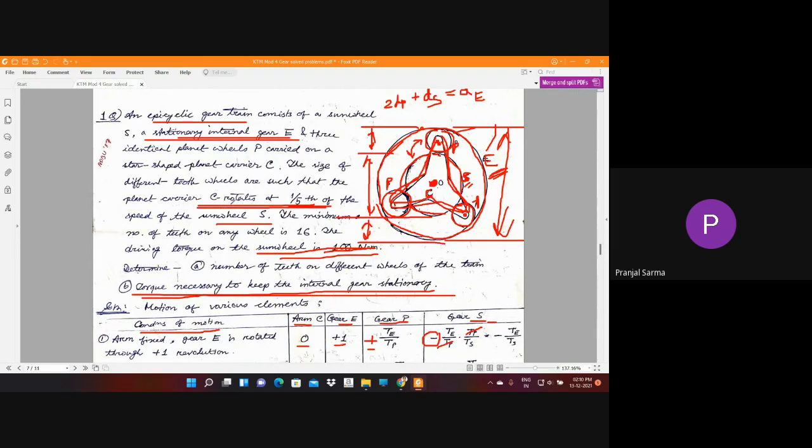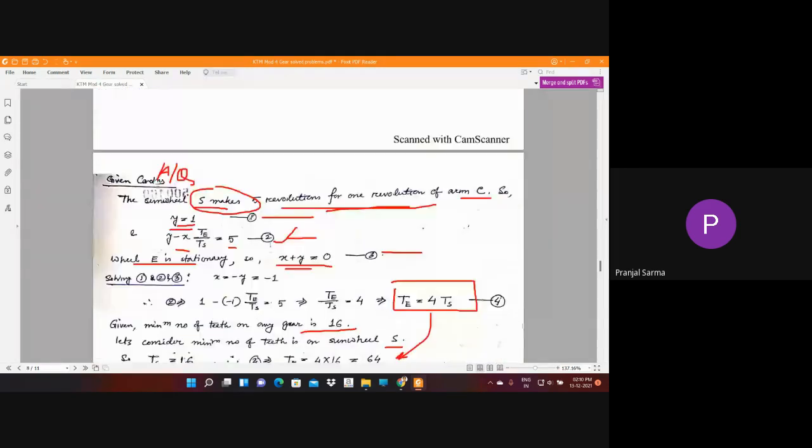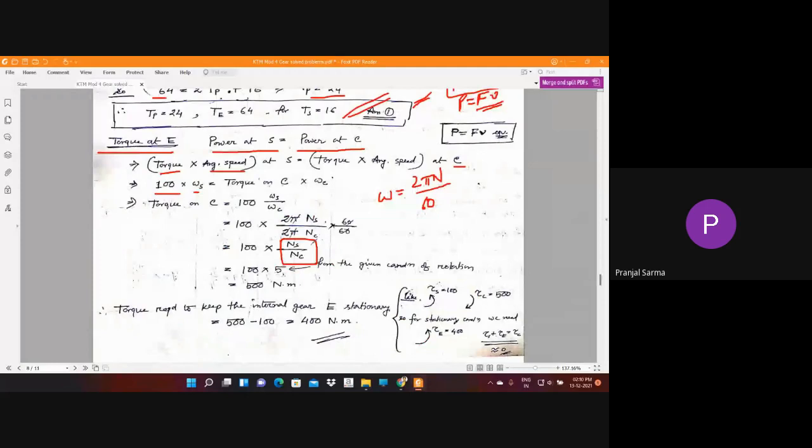C rotates 1/5 of the speed of that wheel S. So Ns by Nc equals 5. Okay, the speed of the sun wheel is 5 times that of the carrier. So by multiplying 100 with 5, the torque on C is nothing but 500 Newton meter.